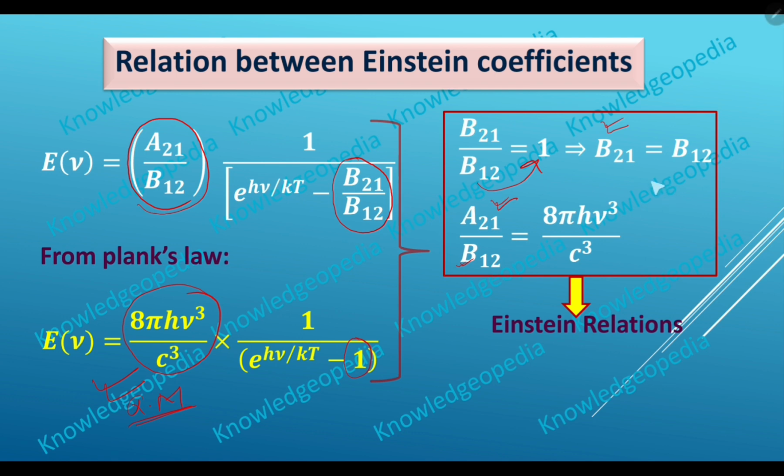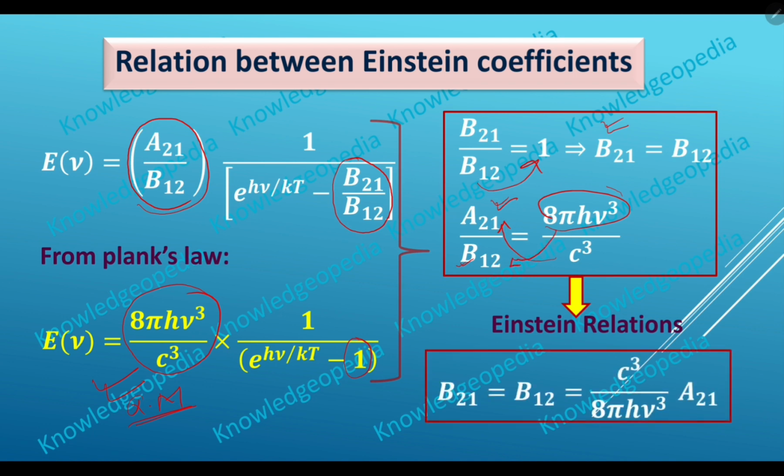Let me just do some modifications over here. B21 is equal to B12. And from here I can write B12 is equal to this c cubed will go here and this 8 pi h nu cubed will come down. So combining that I can write B21 is equal to B12, that is equal to c cubed will go up, so it is c cubed divided by 8 pi h nu cubed, and A21 was there. So this is the relation between all the three Einstein coefficients.